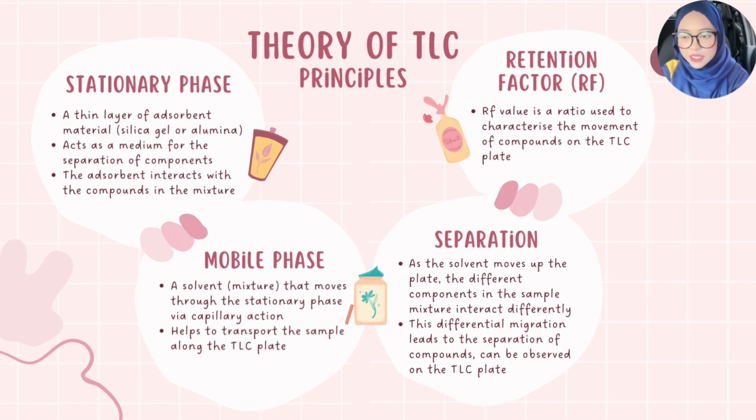Theory of TLC. Principle. Stationary phase. A thin layer of adsorbent material, silica gel or alumina, acts as a medium for the separation of components. The adsorbent interacts with the compounds in the mixture. Mobile phase. A solvent that moves through the stationary phase via capillary action helps to transport the sample along the TLC plate. Separation. As the solvent moves up the plate, the different components in the sample mixture interact differently. This differential migration leads to the separation of compounds that can be observed on the TLC plate. Retention factor RF. The RF value is a ratio used to characterize the movement of compounds on the TLC plate.